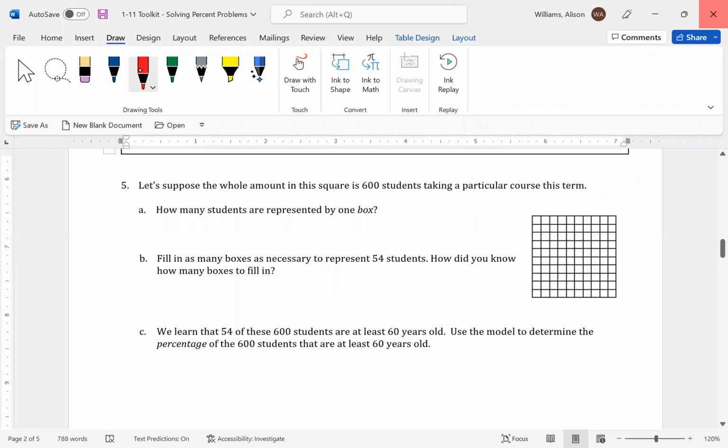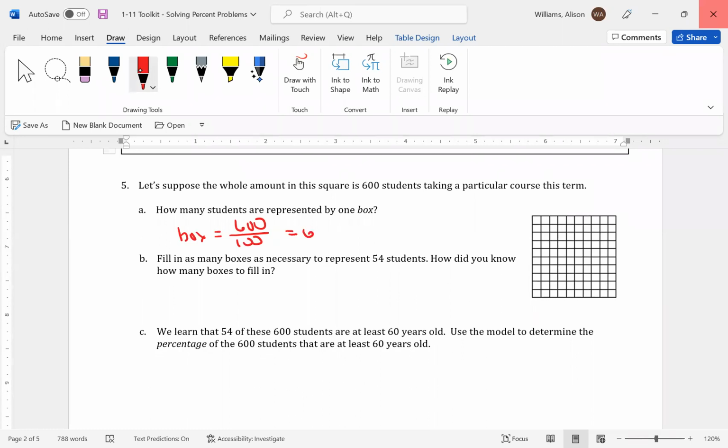Okay, so let's suppose the whole amount in this square is 600 students taking a particular course this term. So how many students are represented in one box? Just like before, since there are 100 boxes total, I'm going to take 600 and divide it by 100. So one box equals 6. So every box on this equals 6.